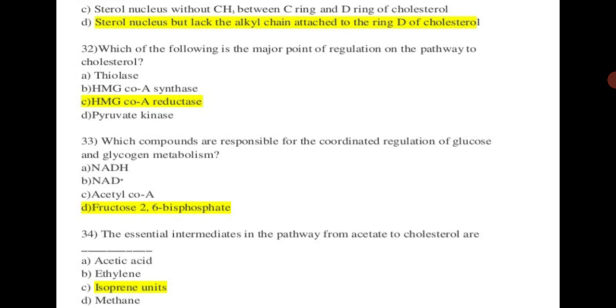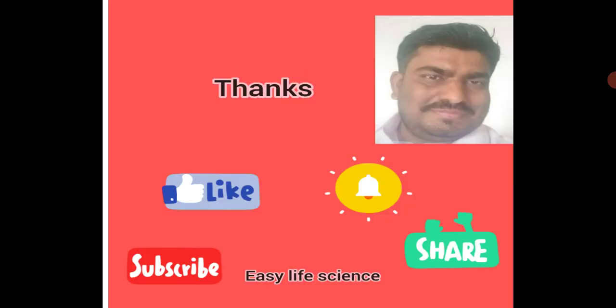In human, the gene for HMG-CoA reductase is located on the long arm, that is q, of the 5th chromosome. HMG-CoA reductase catalyzes the conversion of HMG-CoA to mevalonic acid, and this is a necessary step in cholesterol synthesis and isoprenoid synthesis. The statin drugs lower cholesterol. So the correct answer for question number 34 is isoprene unit.